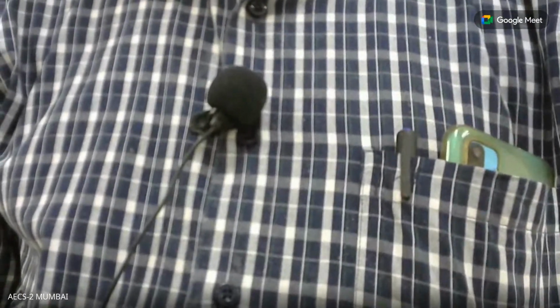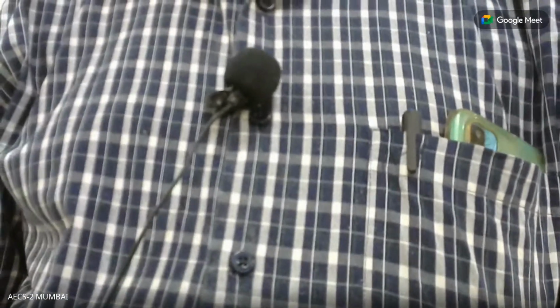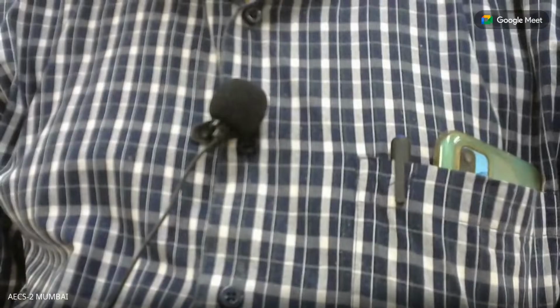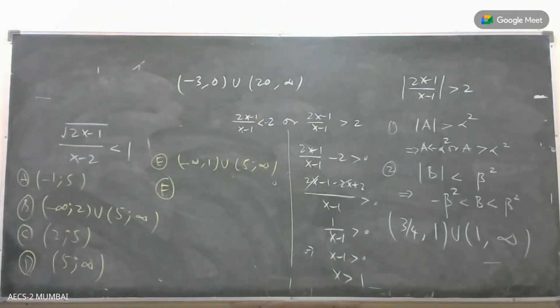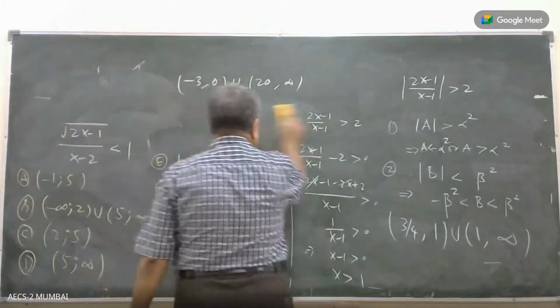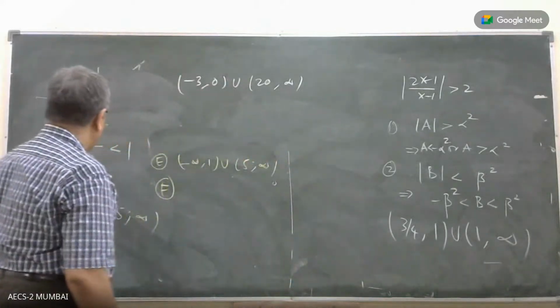Yeah, you can come near and say loudly. Minus infinity to 1 union 5 to infinity. That answer is there. So now let us solve this. Now see this. We are going to solve this problem.